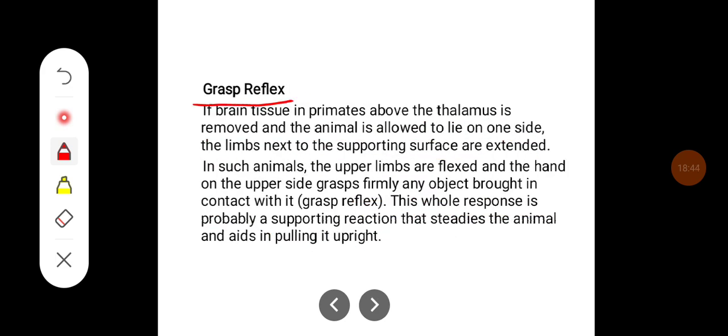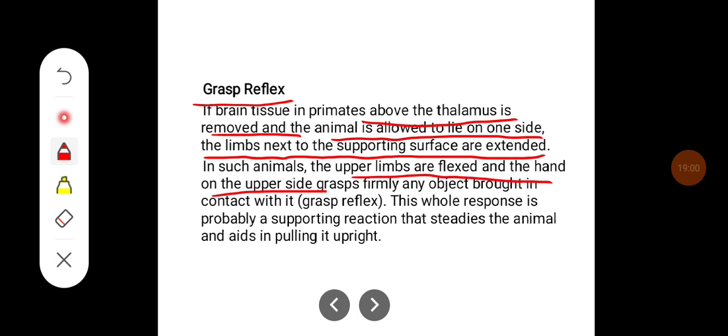Then grasp reflex. If brain tissue in primates above the thalamus is removed, and the animal is allowed to lie on a side, the limb next to the supporting surface is extended. In such animals, the upper limbs are flexed and the hand on the other side grasps firmly on objects brought in contact with it, which is called the grasp reflex. This whole response is probably a supporting reaction that steadies the animal and aids in pulling it upright.